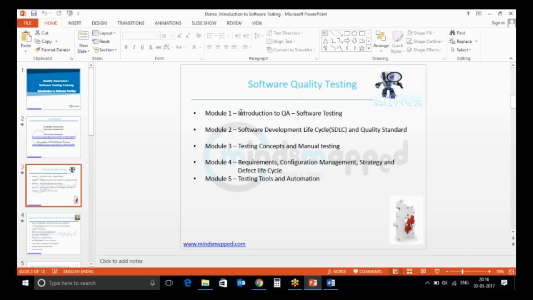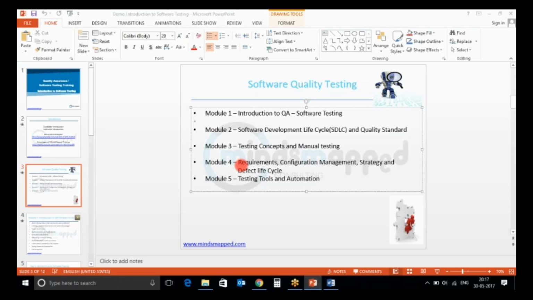We will be covering, first of all, in module 1, the introduction to QA and software testing, where you will be provided with the different types of testing, and where QA is used, and what all domains QA is applicable for. Then we have module 2, where we will be discussing the software development lifecycle, or in this case, the software testing lifecycle and the quality standards. In module 3, we'll be covering the testing concepts and manual testing.